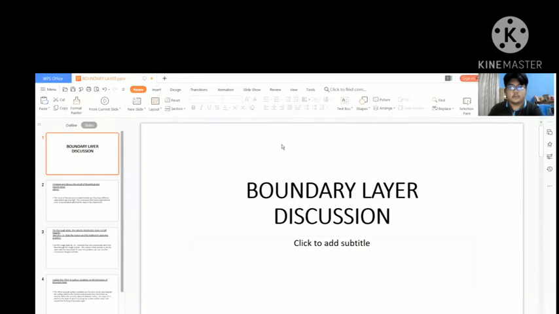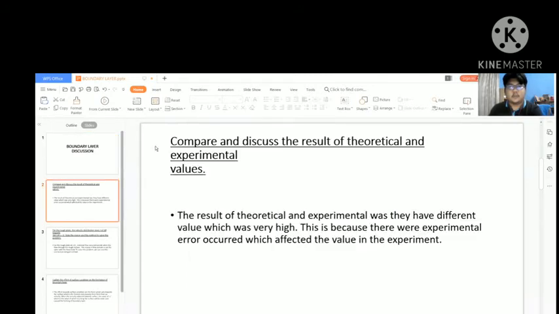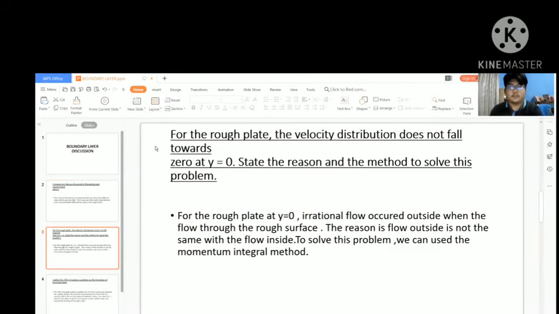Assalamualaikum warahmatullahi wabarakatuh. My name is Faiz Nur Ashraf bin Hassan. I'm going to talk about the discussion of the topic boundary layer. First, compare and discuss the result of theoretical and experimental values. The result of theoretical and experimental values was they have different values, which was very high. This is because there were experimental errors that occurred which affected the value in the experiment.